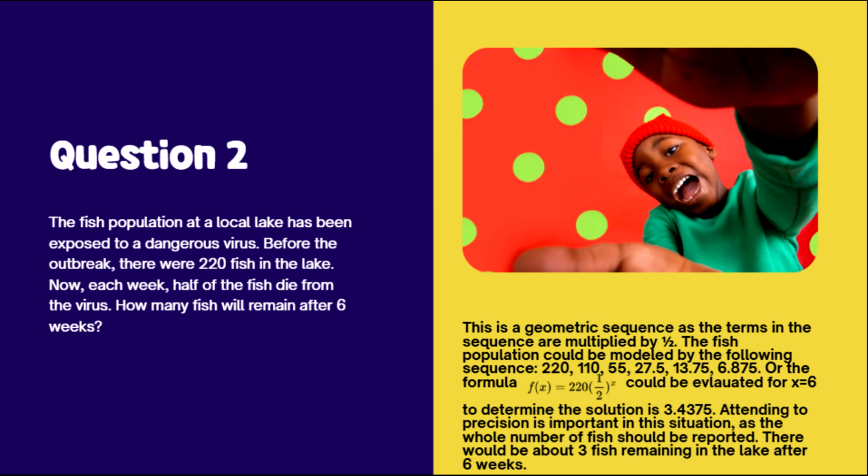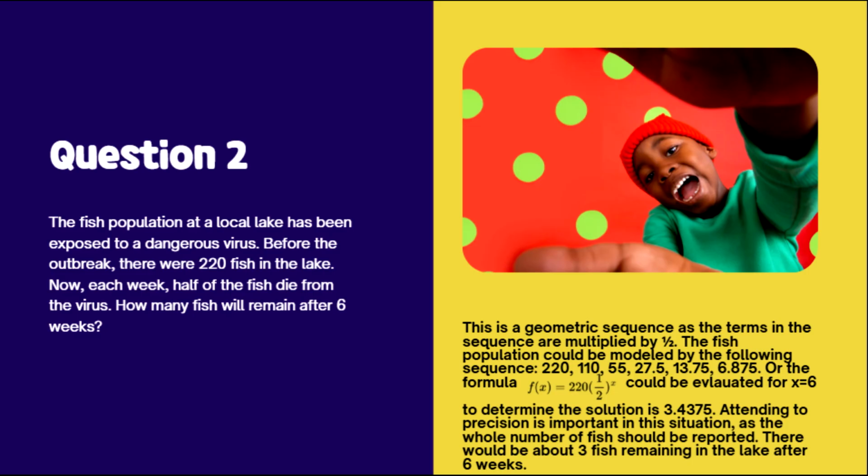The fish population could be modeled by the following sequence: 220, 110, 55, 27.5, 13.75, 6.875, or by the formula f of x is equal to 220 times 1/2 raised to the power of x, evaluated for x equals 6. The solution is 3.4375. So either way, you can find the answer.